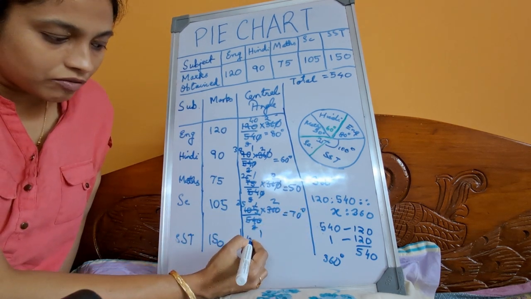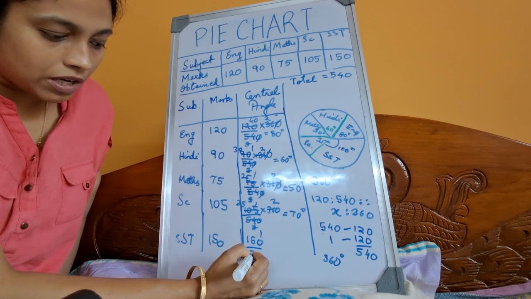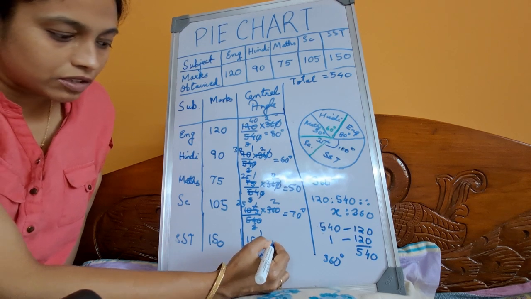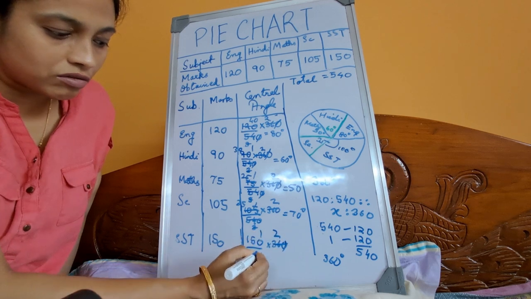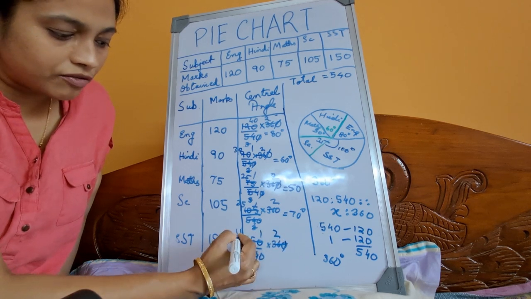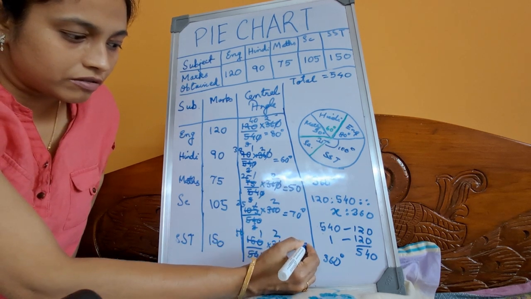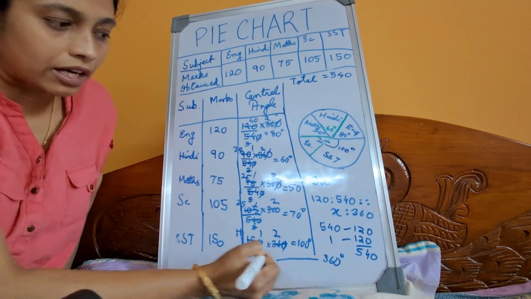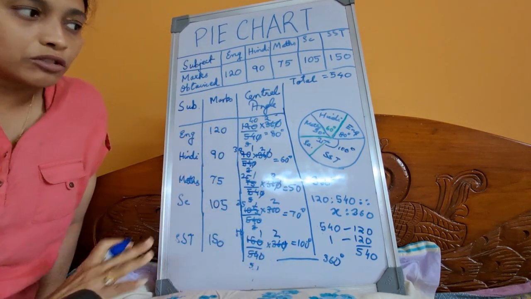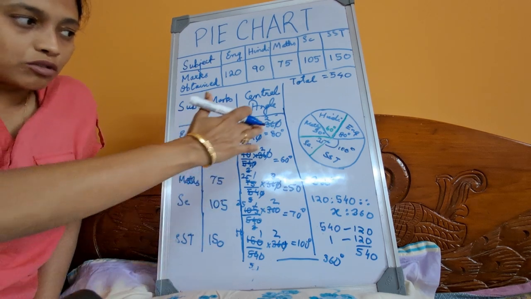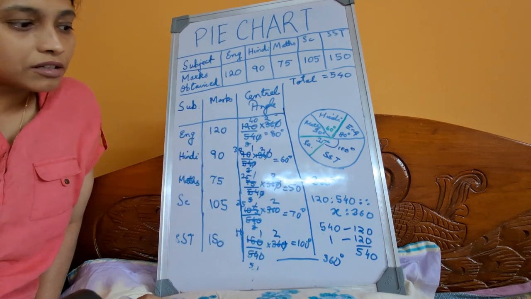Again here, 150 by 540 into 360... 50, 100. Now whether your calculations are all correct, how do you know? All these angles should sum up to 360 degrees, because the total in this case is 360 degrees.